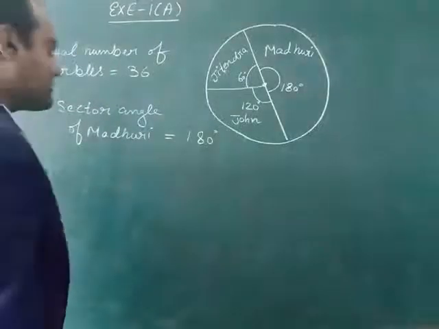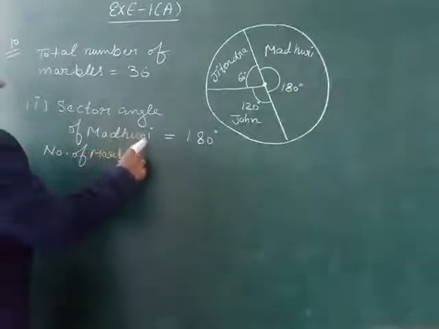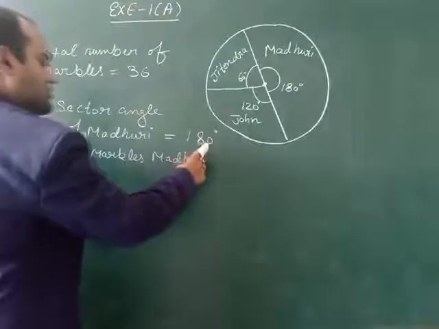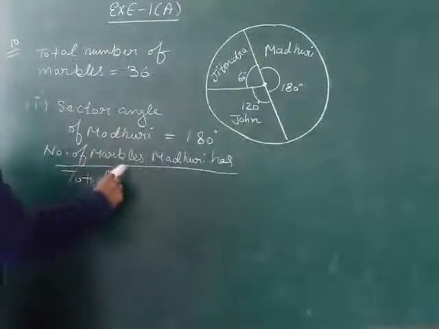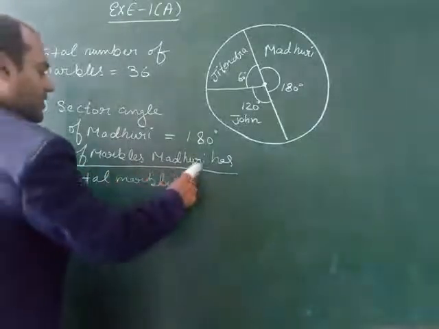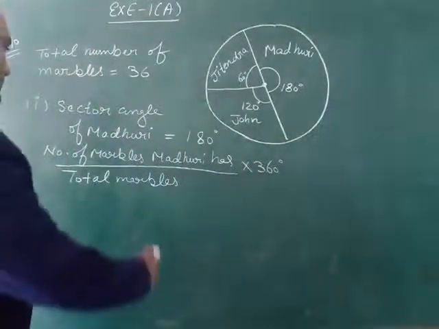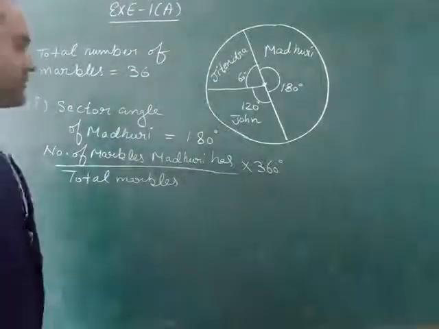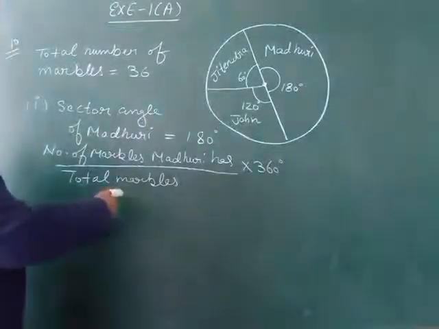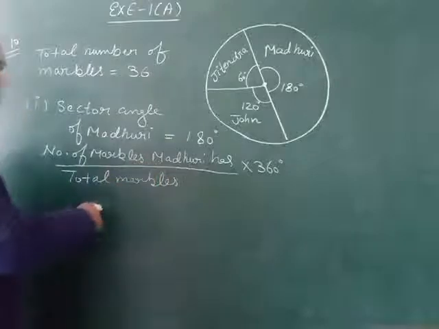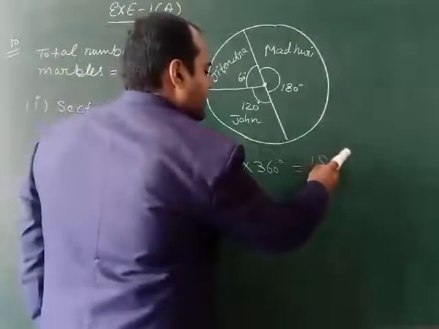The sector angle for Madhuri is 180 and the formula for sector angle we have to write on the left hand side. Formula for sector angle is number of marbles Madhuri has divided by total number of marbles into 360. So this is the formula to calculate the sector angle. On the right hand side we have to write this sector angle value. It is already given, 180 degree.